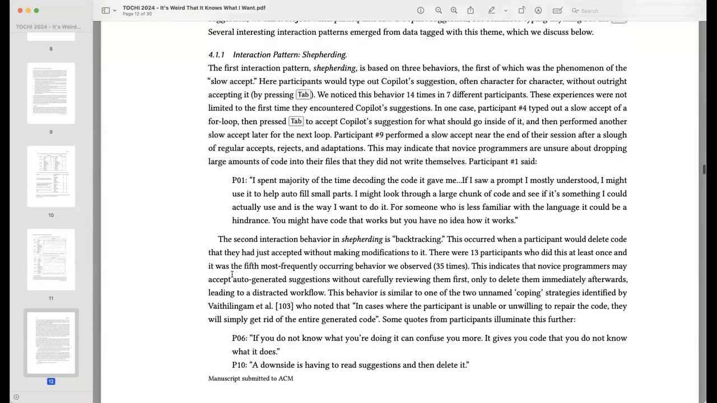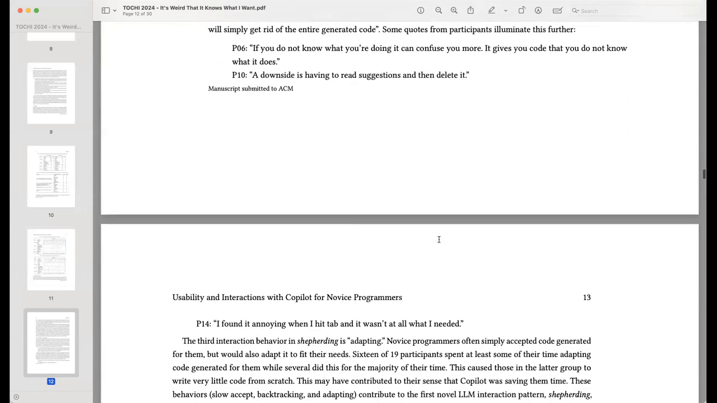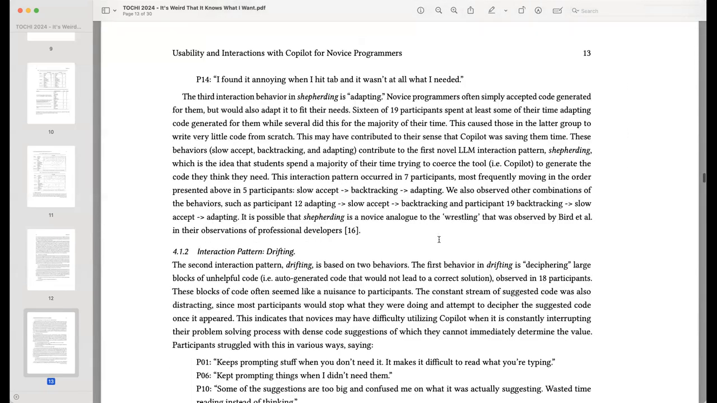So we have some novel interaction patterns here. The first one is shepherding, and it consists of several behaviors that we noticed. The first is the slow accept, which is when a user types out a Copilot suggestion word for word. The second is backtracking, which is when the participant deletes code that they had just accepted without modifying it. And the third is adapting.